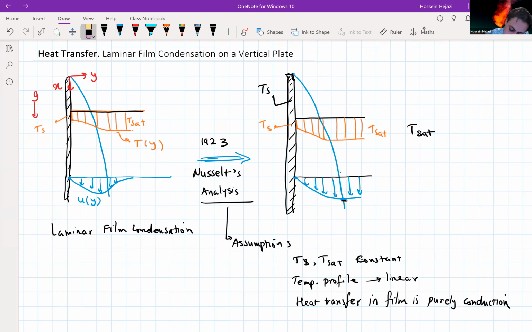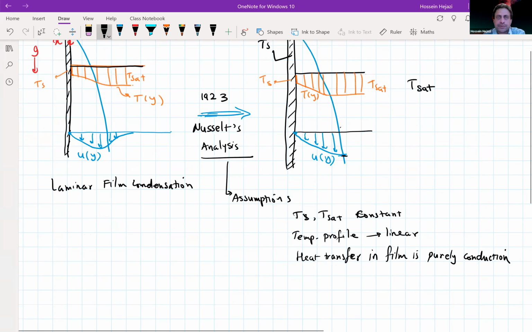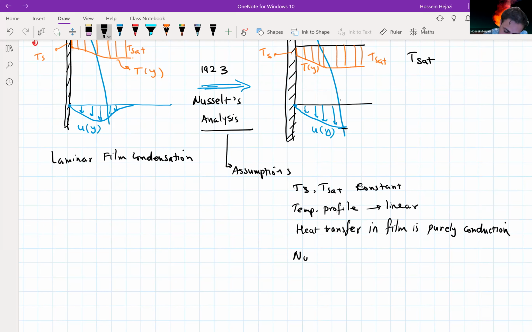Oops, actually he was not assuming anything for the other part. So this is going to be u of y, and this is going to be t of y. So I'm just going to write: no shear stress at the liquid-vapor interface. What does that mean? du/dy at delta is zero.